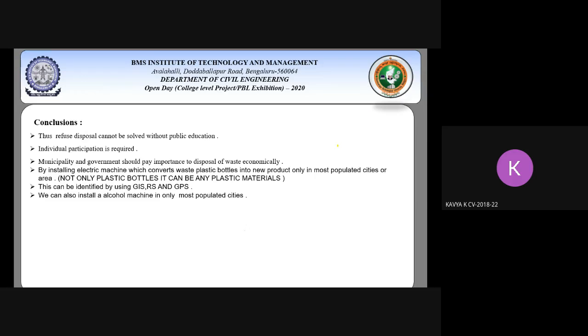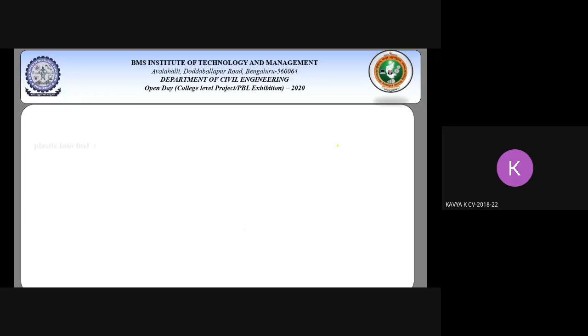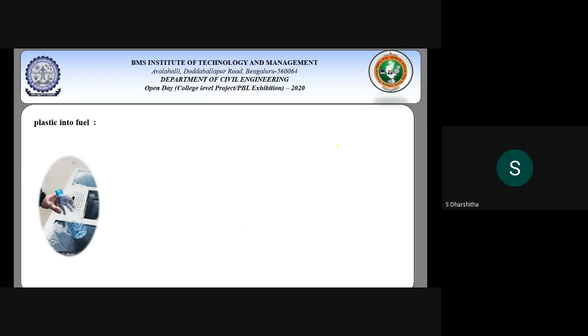This is one of the different ways by which we can reduce solid waste and use it in a more efficient and eco-friendly way. Here we can see the plastic into fuel process, where plastic bottles or plastic materials are dumped into a machine which is installed in a populated area, and it turns into fuel. We will look at a video regarding this.